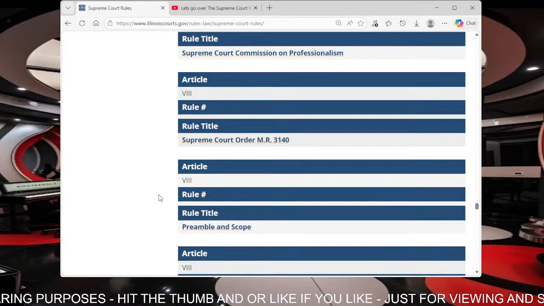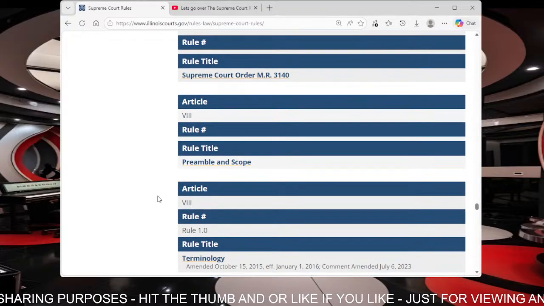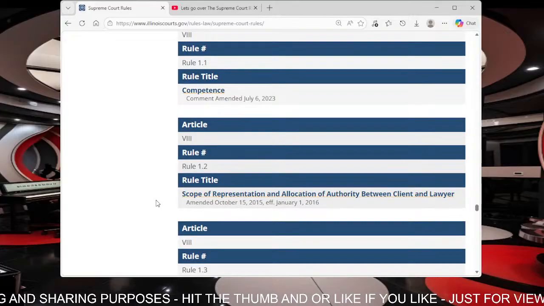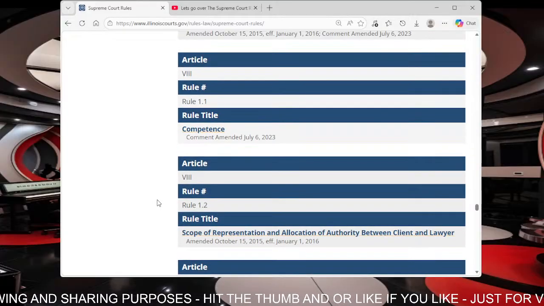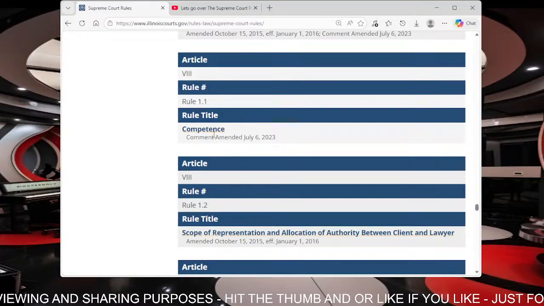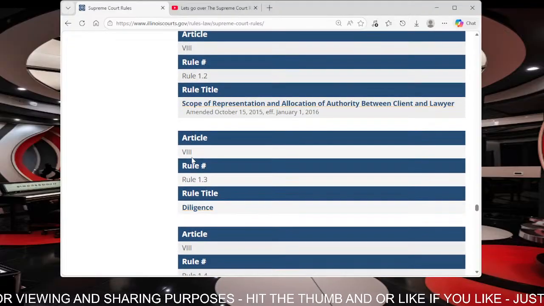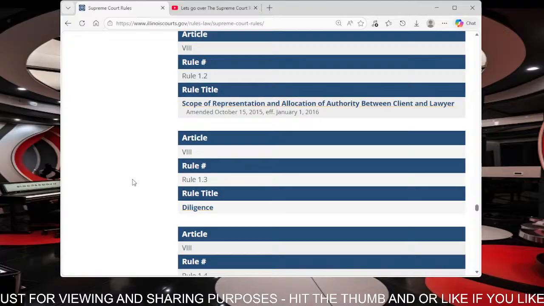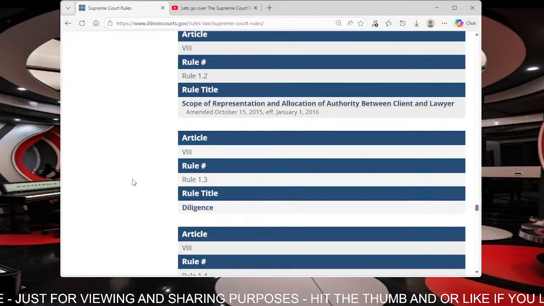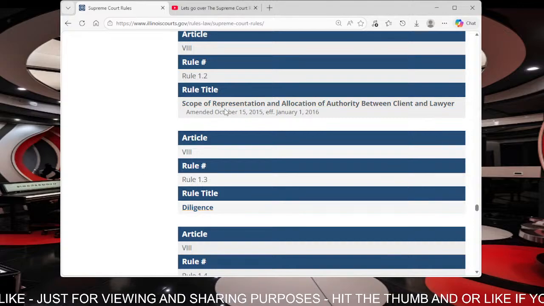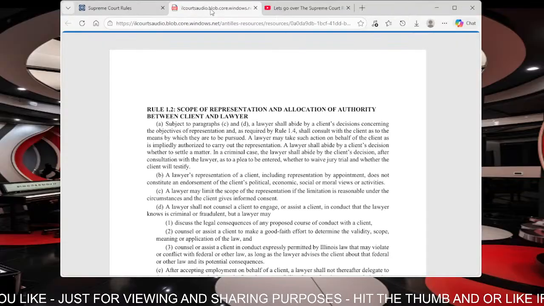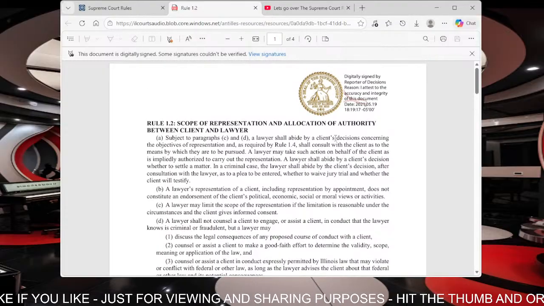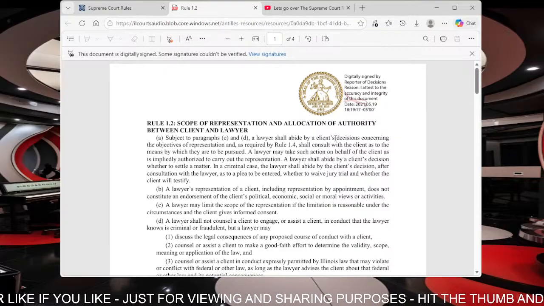799, Supreme Court Commission on Professionalism. Oh wow. Supreme Court order. Alright. These are subcategories, I think. Competence. Scope of representation and allocation of authority between client and lawyer. Oh, wow. Let me just flicker on that. Rule 1.2, scope of representation and allocation of authority between client and lawyer.